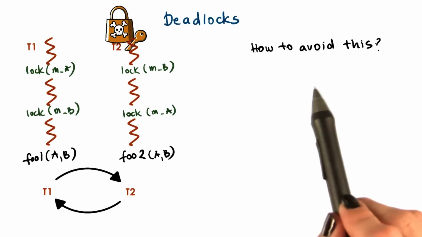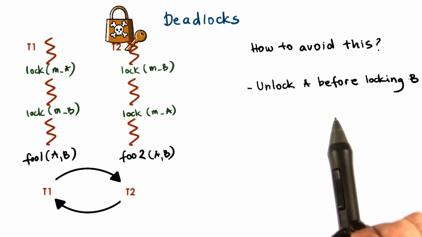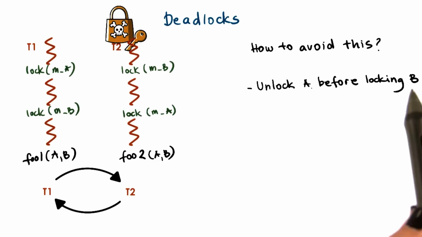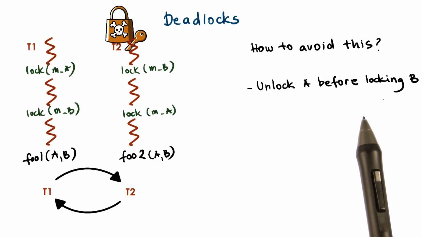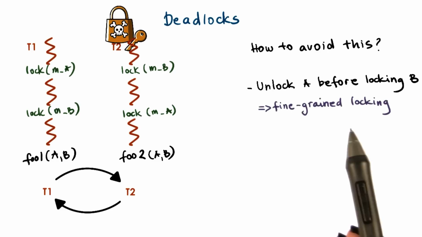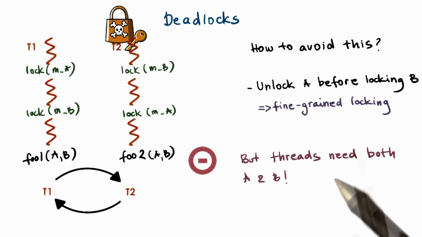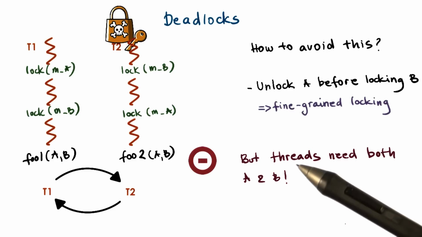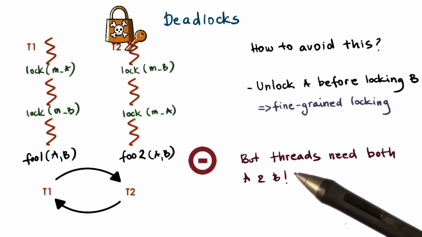So how can we avoid these situations? One way to avoid this situation would be to unlock the mutex for A before locking the mutex for B, or the other way around. We would call this fine-grained locking. The problem with this is that it won't work in this case since the threads need both A and B, so they have to have both locks. They need both variables after all.